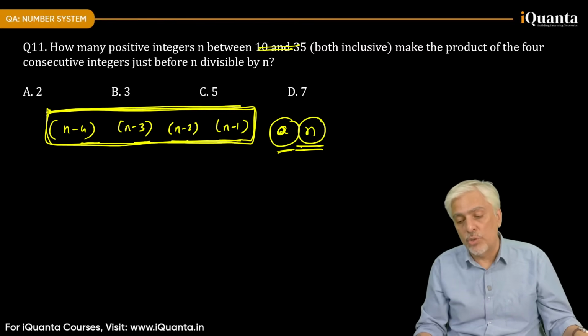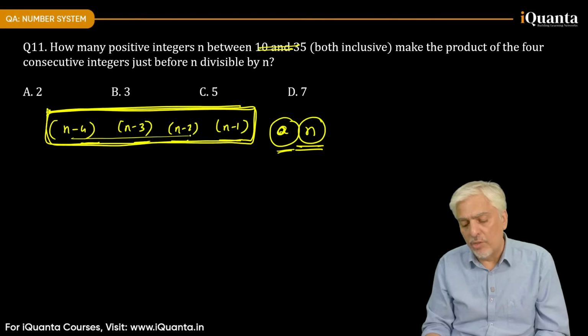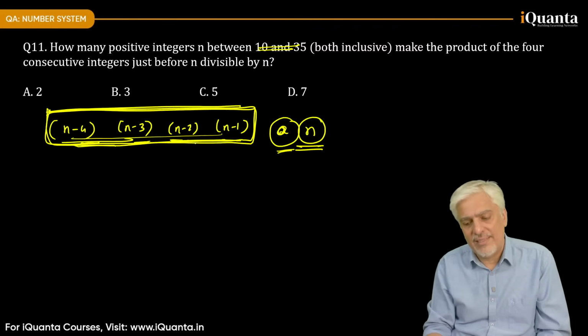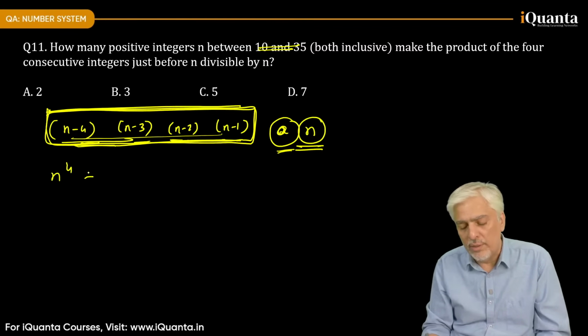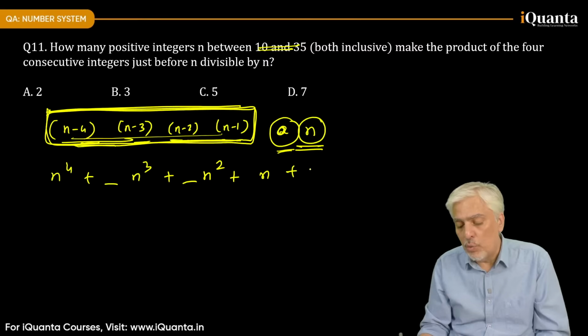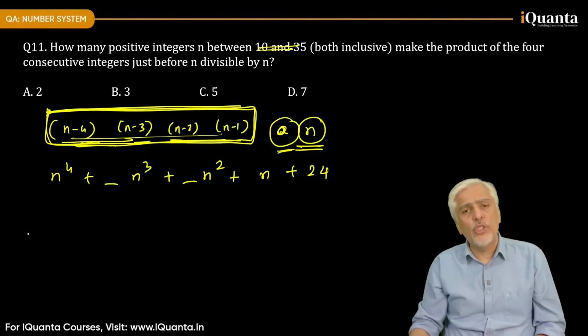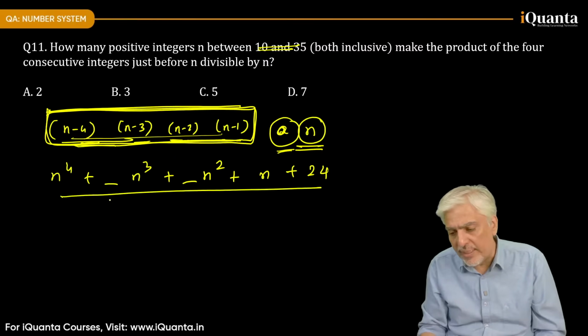Now, there are two methods to do this question. Multiply all of this. It's a long method, but just showing you. If I multiply everything, what will I get? You will get something n raised to 4, something n cube, something n square, something n, and at the end you will get 24. I don't want you to multiply, but you will get something like this, you understand that much?